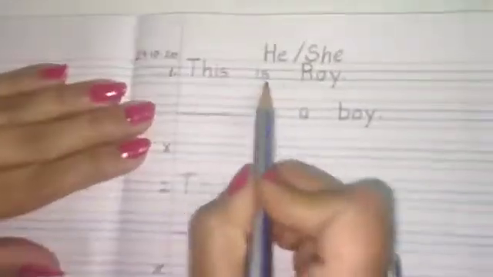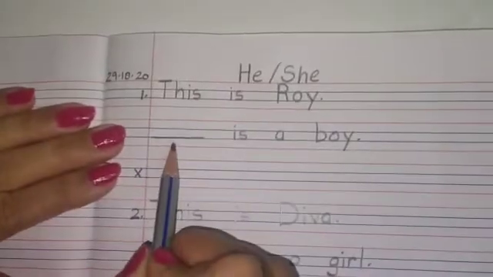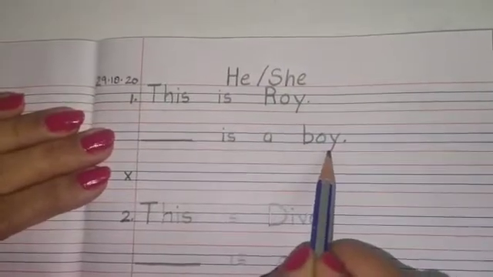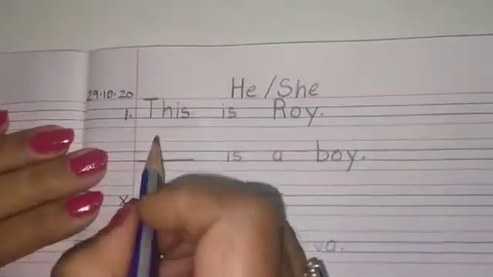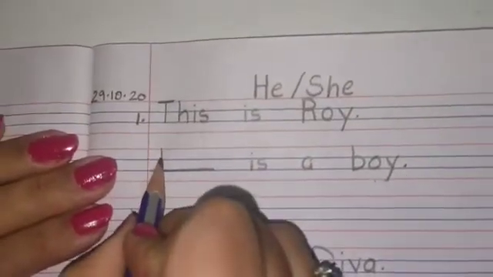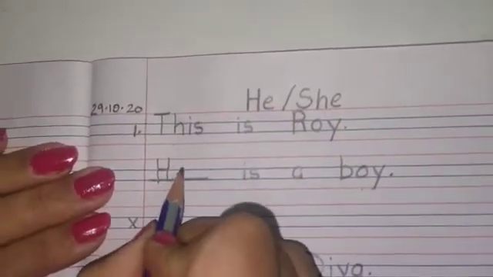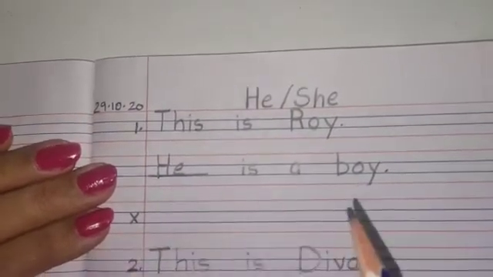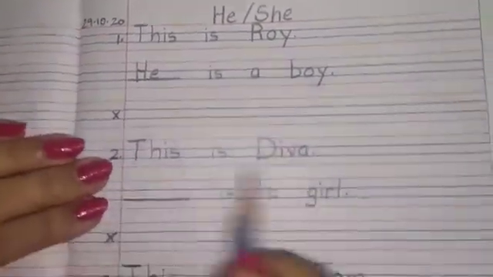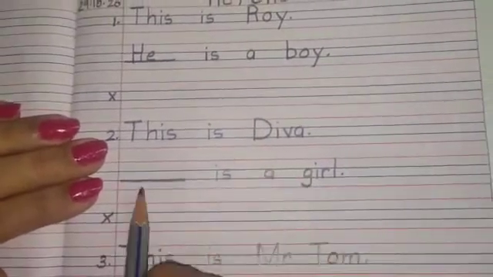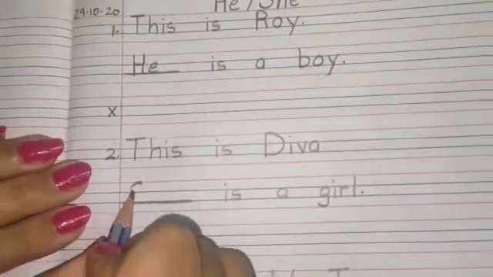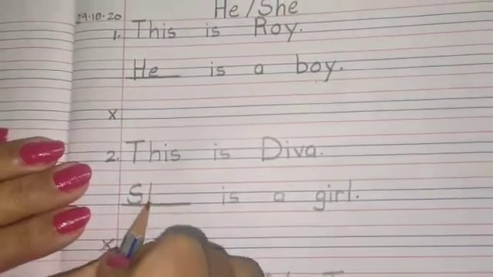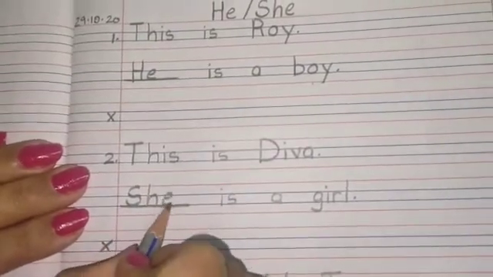So, this is Roy. Dash is a boy. So, what will come here? Boy. What will come for boy? He. Yes. So, we will write capital H and E. He. Okay. Now, the next is, this is Diva. Dash is a girl. For girl, what do we use? Right. She. So, we will begin by writing capital S, H, E. She.